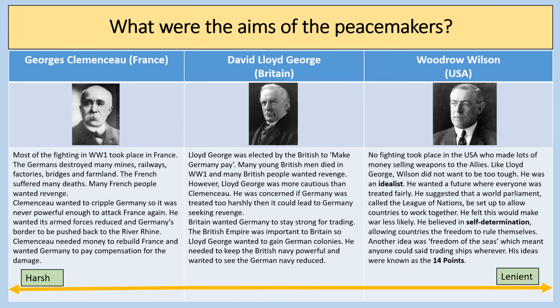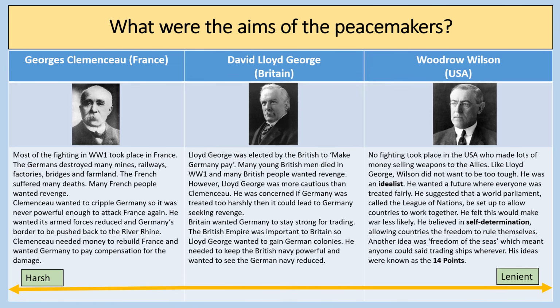So let's start off with George Clemenceau. So what did George Clemenceau, the leader of France, want to achieve at Versailles? Well, it's important to note that most of the fighting in the First World War took place in France and Belgium. So obviously France had suffered a lot of damage. Mines, railways, factories, bridges and farmland had been destroyed. The French themselves had suffered many deaths. So many people within France were seeking revenge from the Treaty of Versailles.